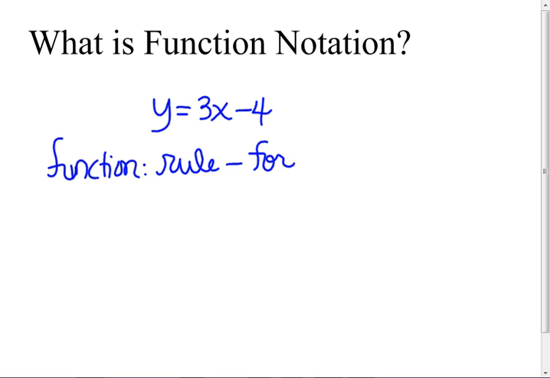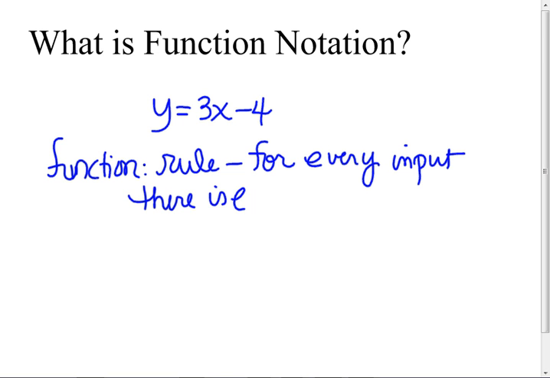Okay, so for every input, there is exactly one output. Input. You consider those the x's, but it might not be x. There is exactly one output. This should be fairly easy. We take it slow through this.